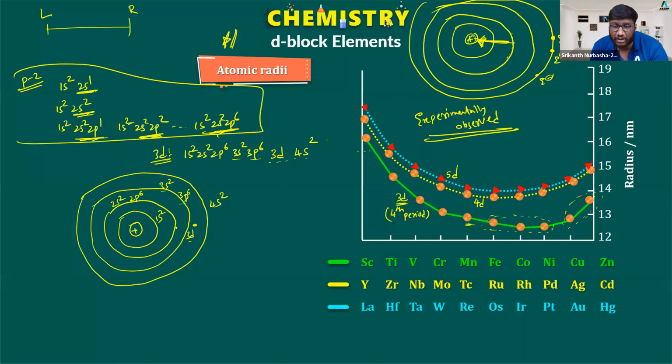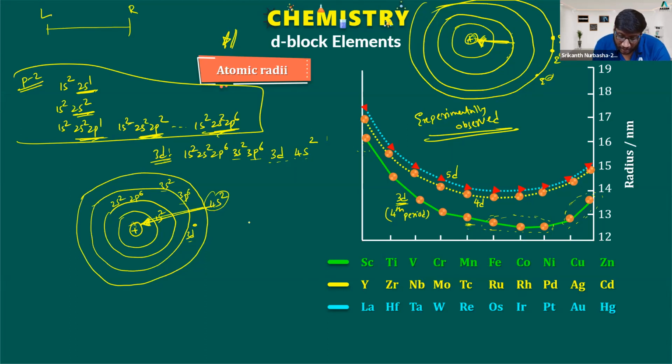Because of the filling of electrons, what will happen? Obviously, as electrons are filled, protons are also increased. Which is the outermost shell now, 3d or 4s? 4s is the outermost shell. The 4s subshell is present in the fourth shell, which is the outermost shell. You are not filling electrons in the outermost shell in the 3d series. You are filling electrons in the inner 3d subshell. Because of the filling of electrons, obviously nuclear charge increased. So because of the increase in nuclear charge, the 4s electrons are attracted greatly towards the nucleus.